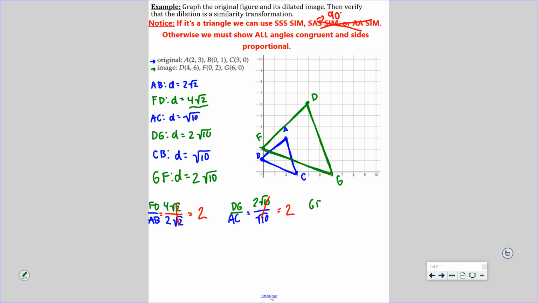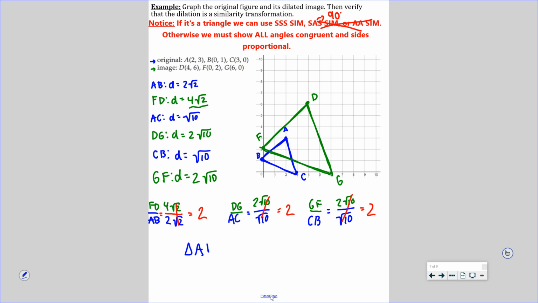Last one. We got to show all 3 if we want side, side, side similarity. GF to CB. Those are the same. As we said, this is an isosceles triangle. That's also 2. So what we can say is that our triangles are similar.